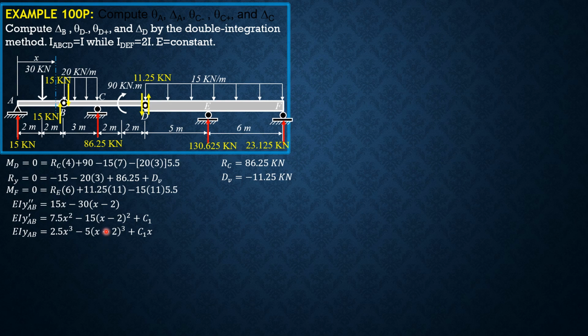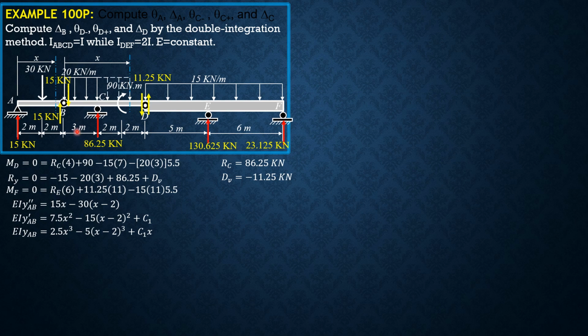Then we cannot establish a boundary equation for AB because there's no more support where the deflection is 0. So we proceed to BCD. Then we have our reference at B. So since B is the origin, we have constants C sub 3 and C sub 4. C sub 3 is the slope just to the right of B, while C sub 4 would be the deflection at B.